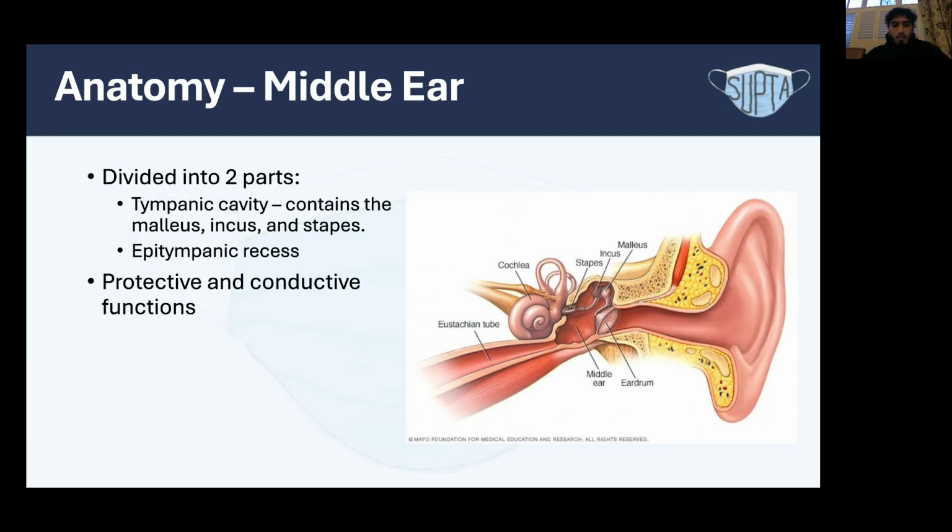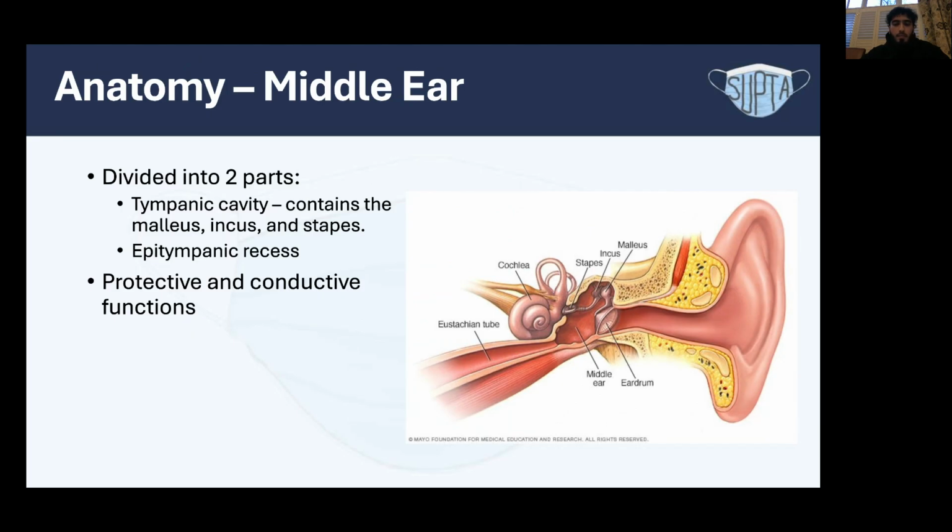The main way of equalization of pressure is the eustachian tube. But let's say the eustachian tube isn't functioning as we'd want it to, and the pressure in the middle ear becomes really low, these cells can release air, equalizing that pressure again.